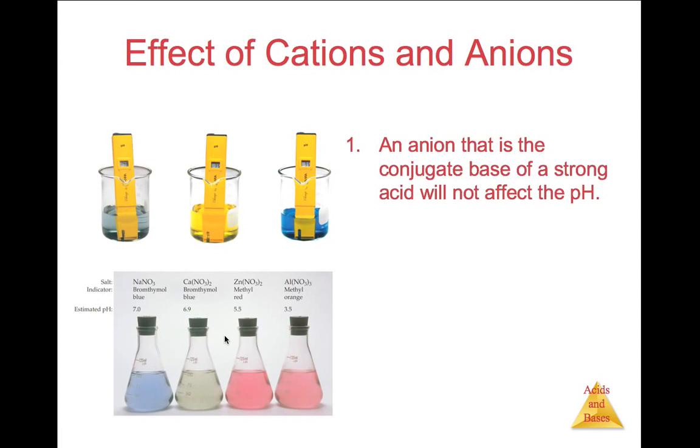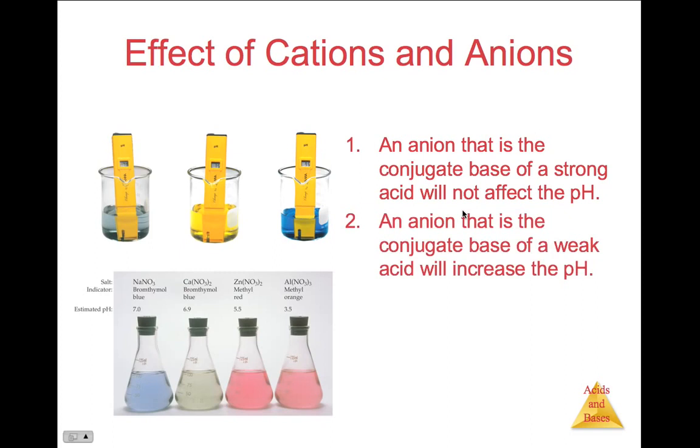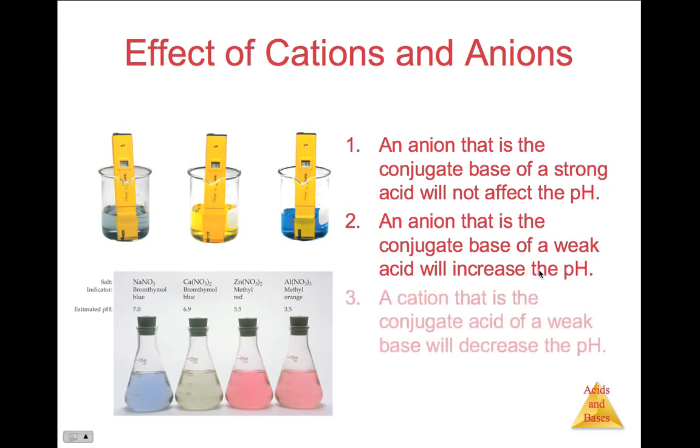So let's summarize the effect of cations and anions. First, an anion that is a conjugate base of a strong acid will not affect the pH at all. So if it's chloride ion, bromide ion, or iodide ion, which came from HCl, HBr, or HI, they'll do nothing in solution. They will not affect the pH. If it's an anion that is a conjugate base of a weak acid, it'll increase the pH. So if the salt had an anion in it that came from a weak acid, it'll increase the pH because it'll be acting as a weak base.